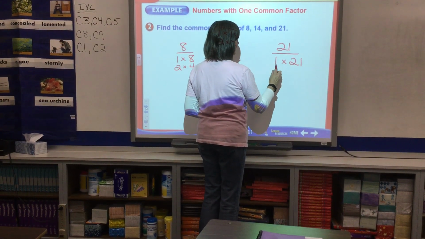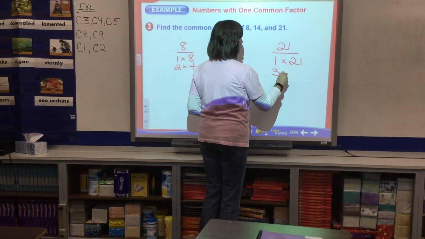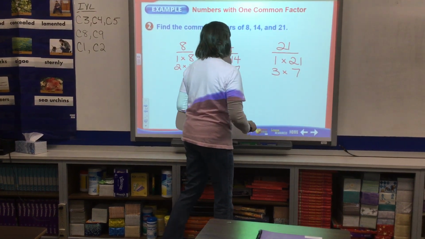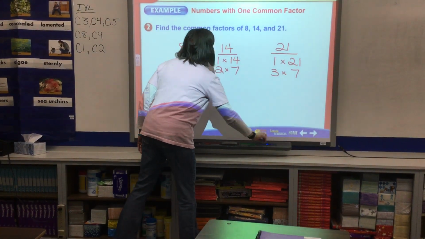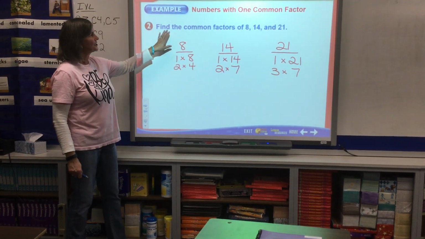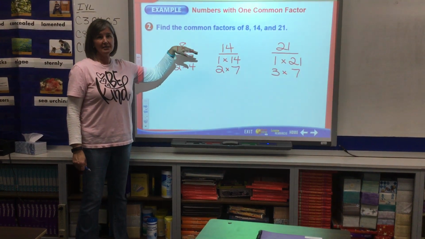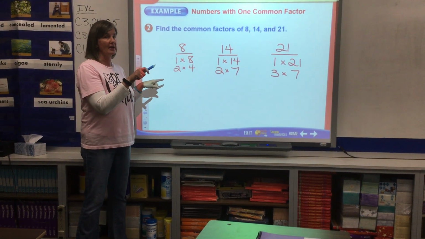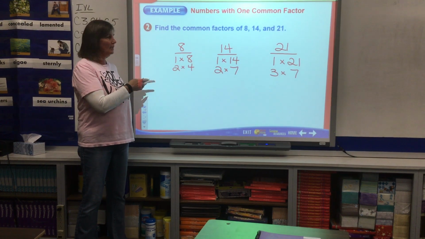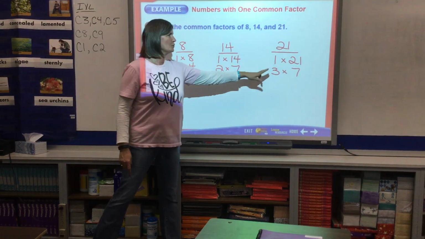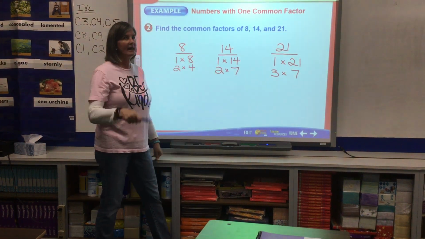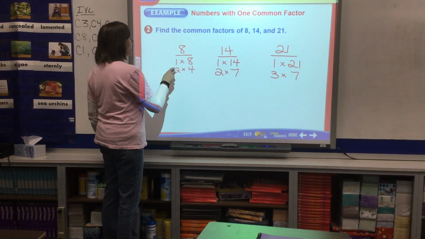We said it was 1 times 21. 2 doesn't go in there because it's not even, and so then we went to 3, and we said the factors were 3 times 7. All right, so now, if it's going to be a common factor of 3 numbers, that means it has to be in all of them. It can't just be in 2 of them. Like if you look, for example, this one has a 2 and this one has a 2, but this one does not, so 2 is not a common factor. It has to be in all of them.